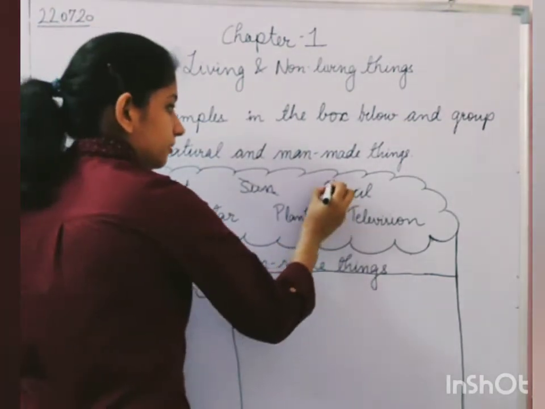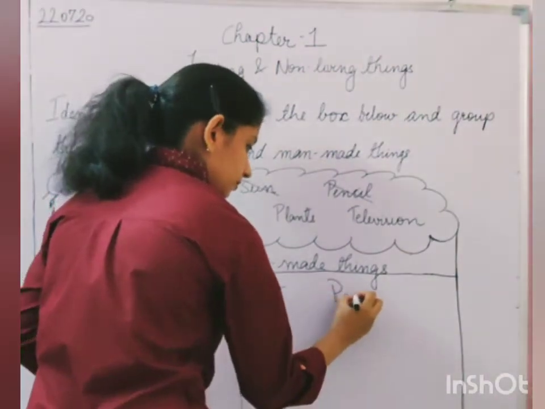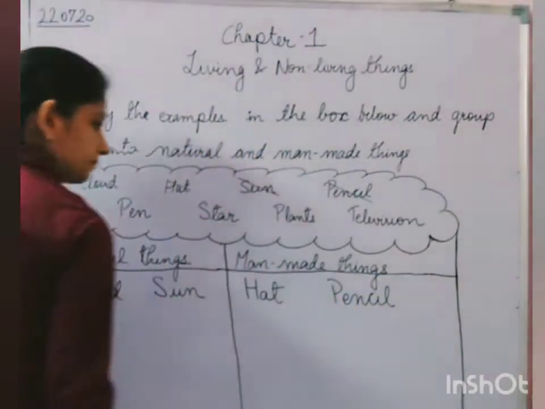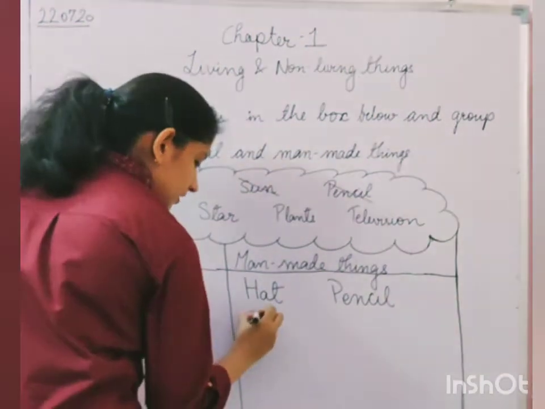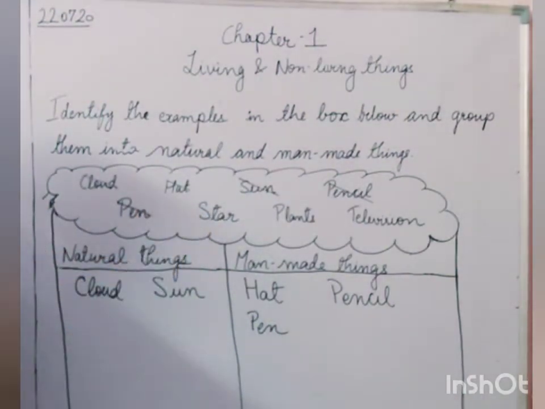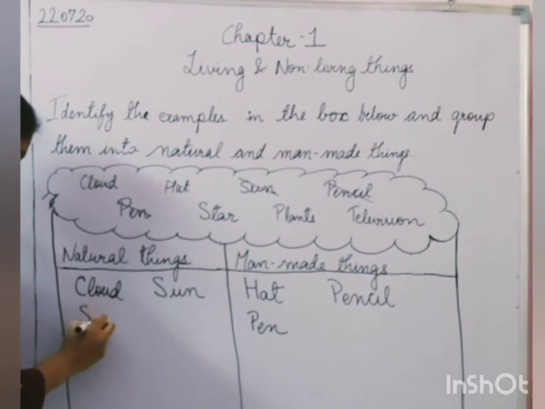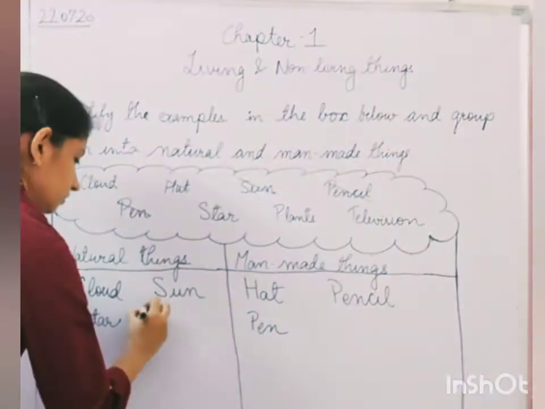Next is pencil. Pencil is a man-made thing. So let me write it down here. Pencil. Next is pen. Pen is natural or is it man-made? It is also man-made, just like the pencil. Next, star. Stars are natural. So star is also a natural thing. Plants. Plants will go under natural things or man-made things? Correct. Plants are also natural things.